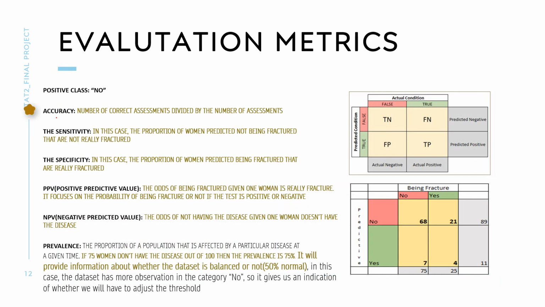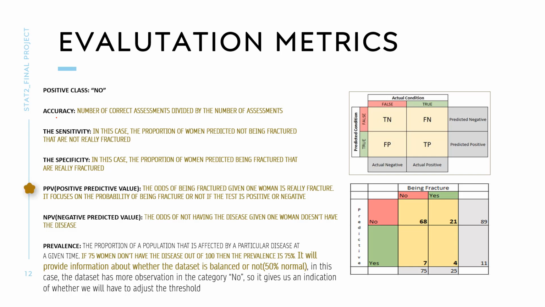First, accuracy. Accuracy is the number of correct assessments divided by the number of assessments. Sensitivity. Sensitivity in this case would be the proportion of women predicted not being fractured but that are not fractured. Specificity, on the contrary, would be the proportion of women predicted being fractured that are really fractured.